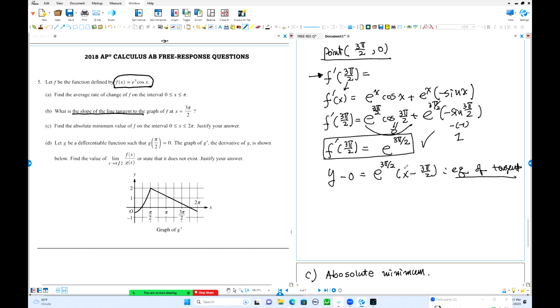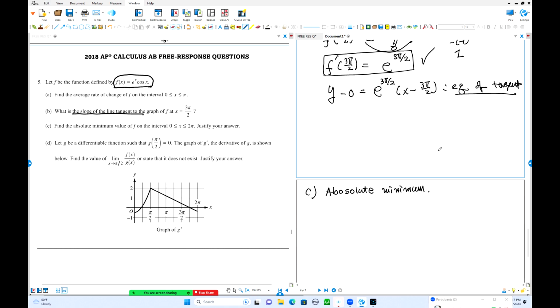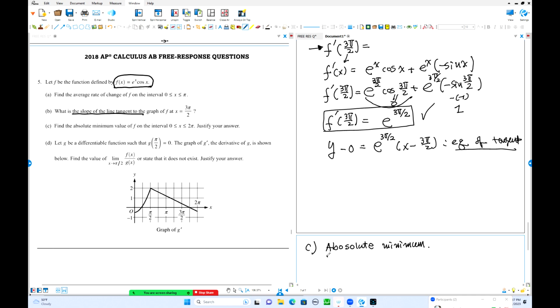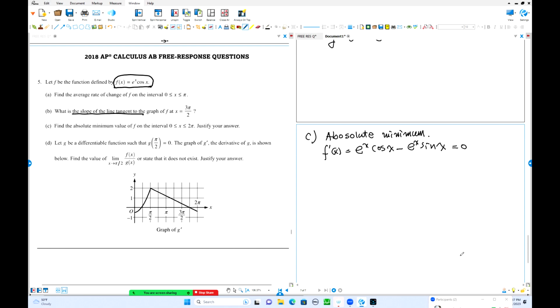F prime x is here, e to the cosine x. I'm going to copy this one. F prime x equals e to the x cosine x minus e to the x sine x. Now let's find the value of x which makes it equal 0.